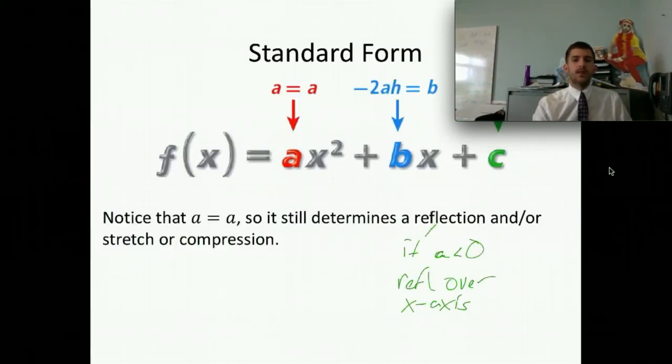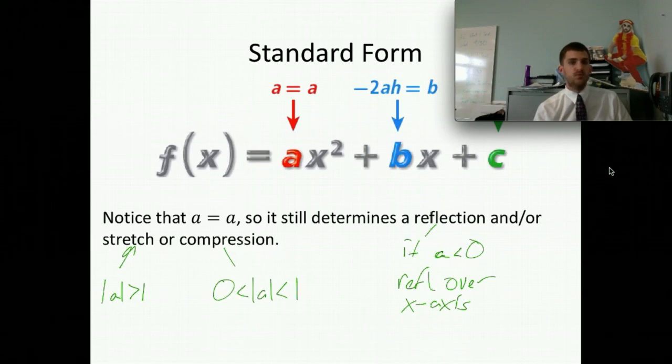So it's a reflection over the x-axis if your a value is less than 0. It's a stretch if the absolute value of a is greater than 1, and it's a compression if your absolute value is between 0 and 1. So big numbers like 4 or negative 12, those would all be stretches. Or if you're multiplying a, and then it's like 1/2 or 2/3 or -5/8 or something like that, that would be a compression.